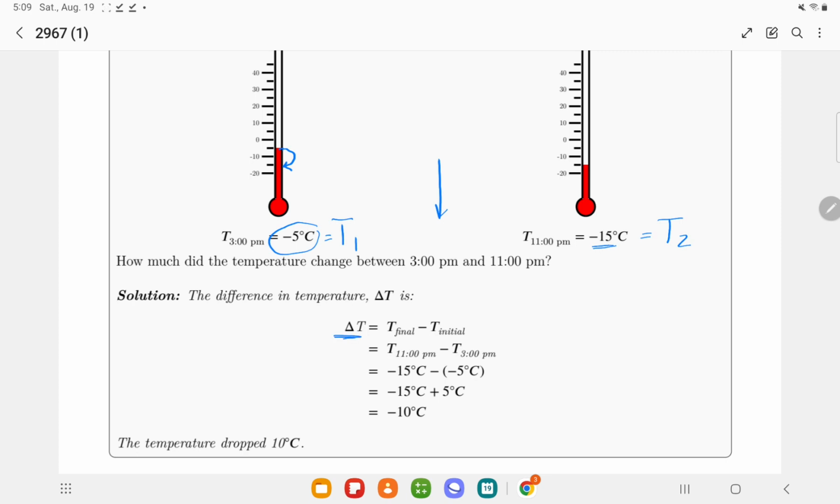You can use it for change in height, change in time, change in temperature. In this case, change in temperature is T2 or T final minus T1 or T initial. We substitute the values and we change minus negative to plus. We get -10 degrees Celsius, which means that the temperature dropped 10 degrees Celsius.